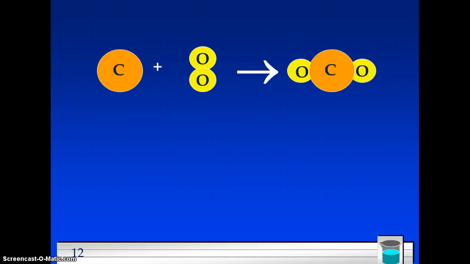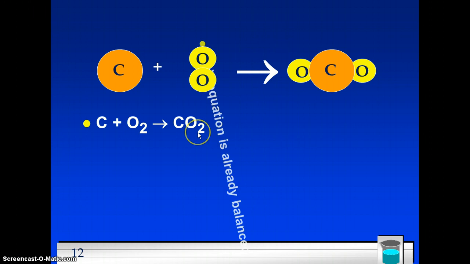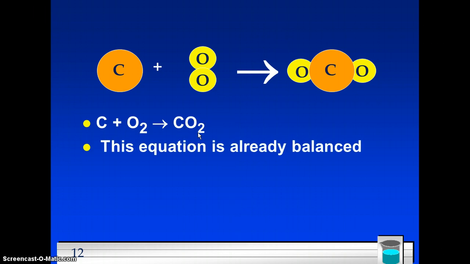So let's say we had this example and we did a picture up here. Pictorially then, this carbon is joined with two oxygens. Notice then in our products there's one carbon and two oxygens. So that is C plus O2 yields CO2. So this equation is already balanced. We don't have to do anything to it.